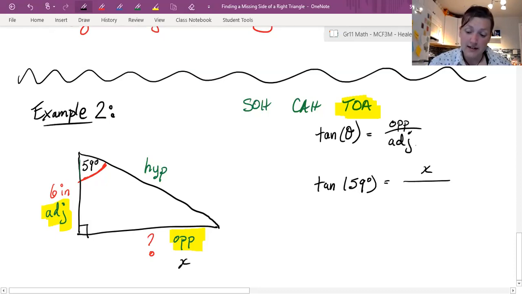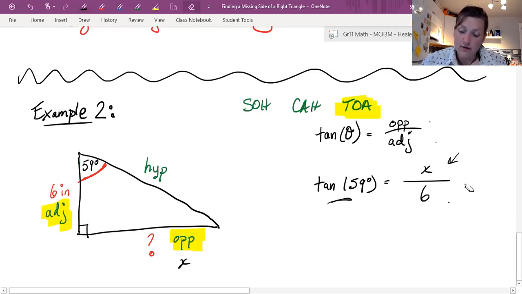And then we did know the adjacent side. I gave it to you. I said it was 6 inches. So I'm going to put 6 here. So now when we put this tangent of 59 in our calculator, it will give us the ratio between the opposite and the adjacent side for a 59-degree angle. And whatever that number is, it's going to equal our unknown side divided by our adjacent side of 6.